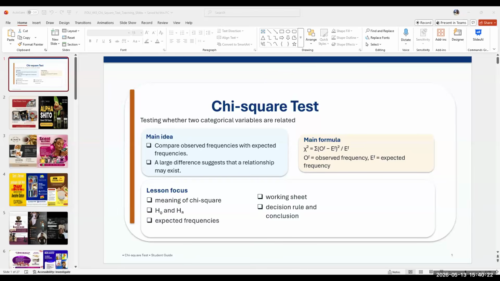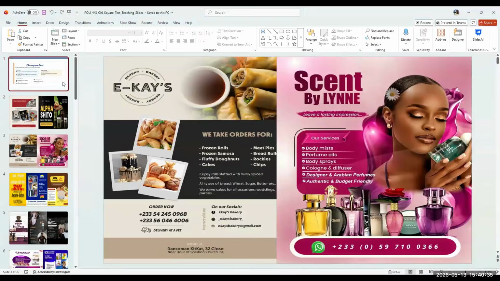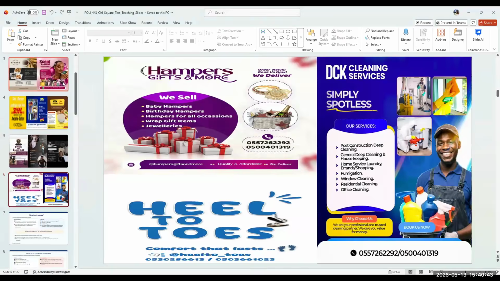In our previous session, we basically went over the chi-square from the beginning. What is chi-square itself? We explained what chi-square is. We looked at how we can identify the HO, and then the expected frequency, the observed frequency, the working sheet, the decision rule, and then how we can actually get our conclusion.